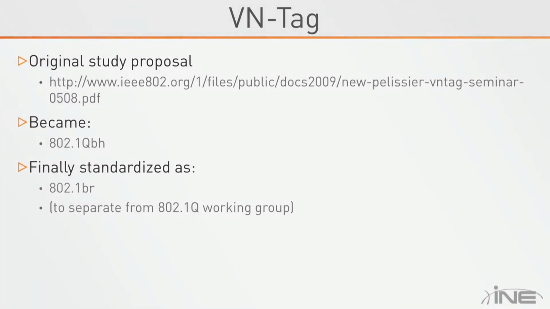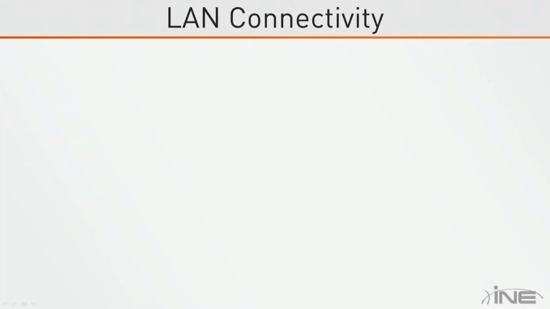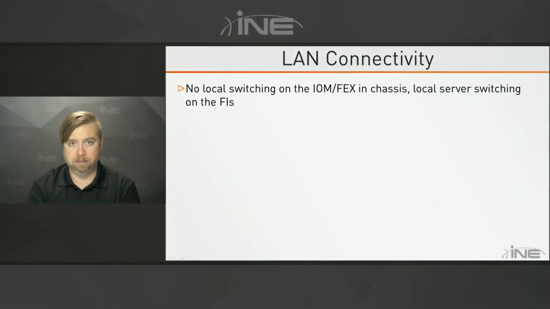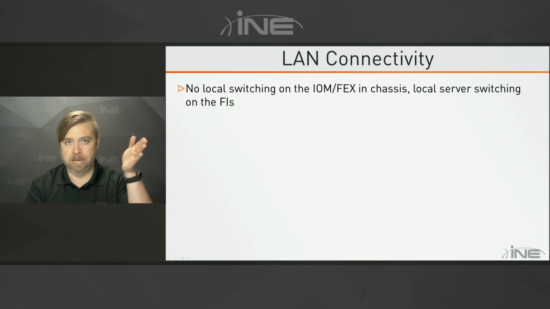Now, another thing that's important about the system to know is that the I/O module or the fabric extender itself does not do local switching on the fabric interconnect. So this means that every time you send a packet going between two different blades, the traffic has to physically leave the I/O module and go up to the fabric interconnect. The fabric interconnect is going to layer 2 switch the frame, assuming we're in the same subnet, the same VLAN.